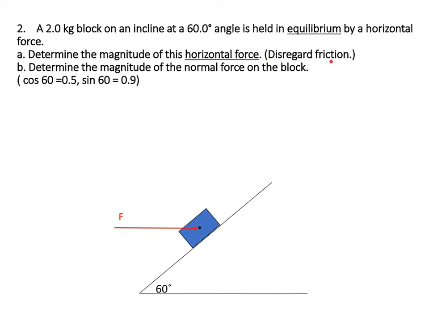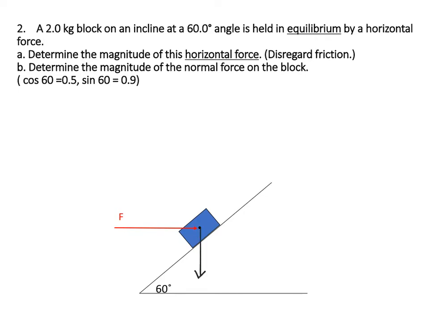It says disregard friction, so we don't have to draw friction. And in part 2 it's asking to determine the magnitude of the normal force on the block. So our first step will be to draw the free body diagram. So we have to draw all the forces on the object.